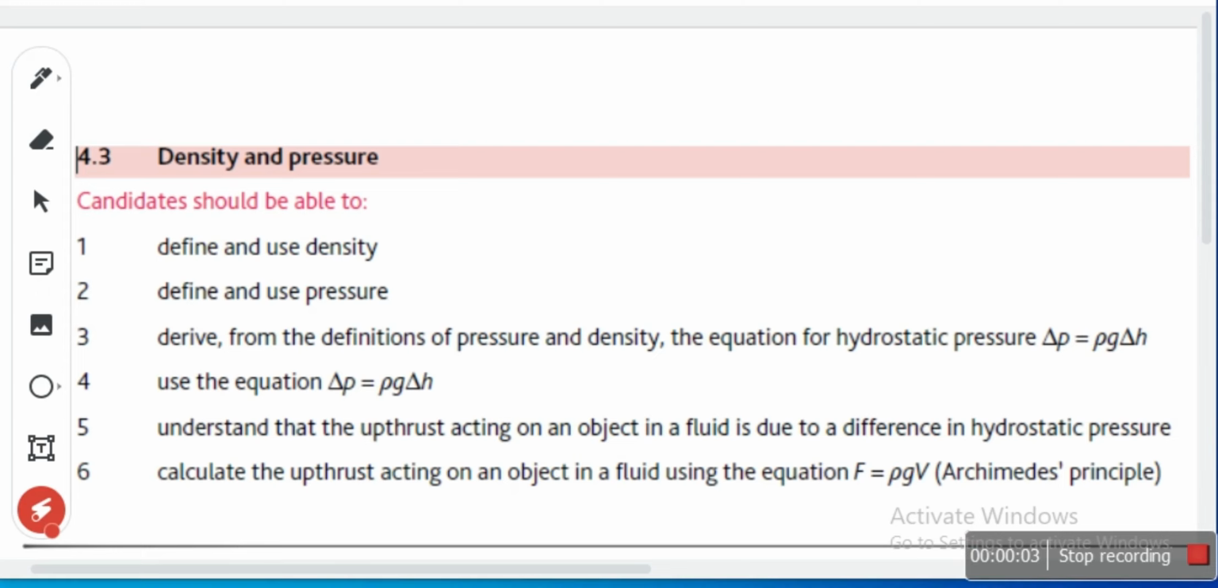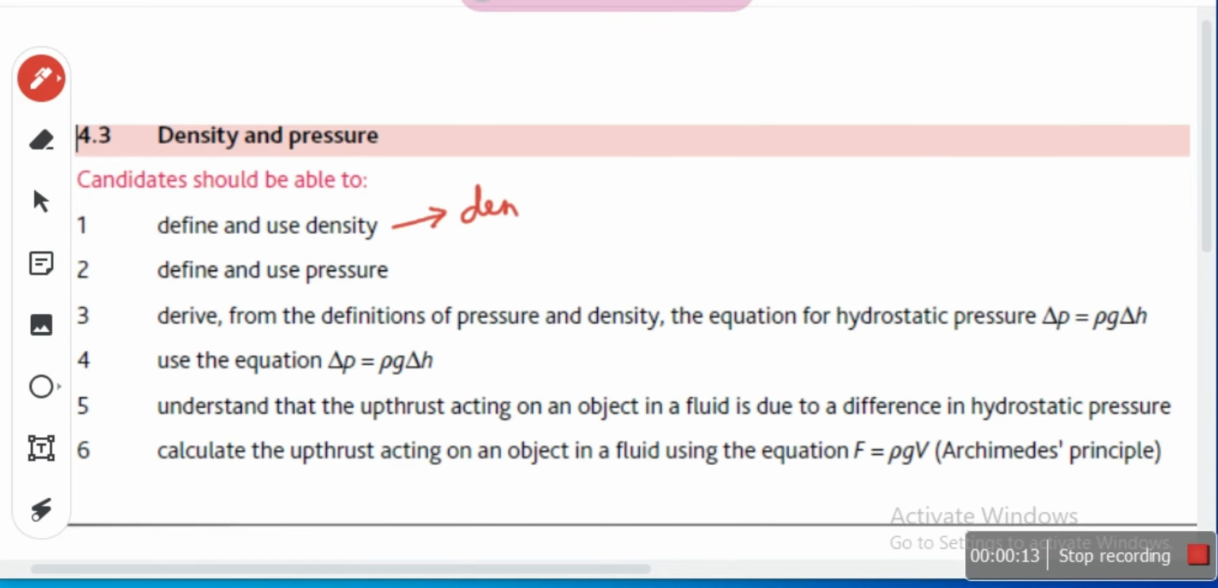Alright, so this is about density and pressure. You are required to define and use density. What did you say density is again? Density is mass over volume. Density is mass per unit volume, or simply mass over volume.